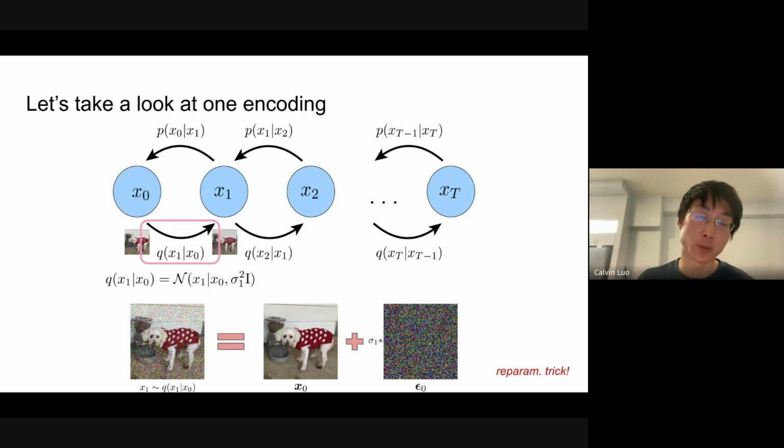Why? Because we can directly visualize a sample of it through the reparameterization trick. x1, if we write it with the reparameterization trick, is equal to x0, which is its mean, plus sigma 1 times an epsilon noise vector, right? We recall that the reparameterization trick is mean plus standard deviation times a standard Gaussian sample. After undergoing this encoding, this Gaussian transition, it's really just adding some scale of Gaussian noise to this clean image.